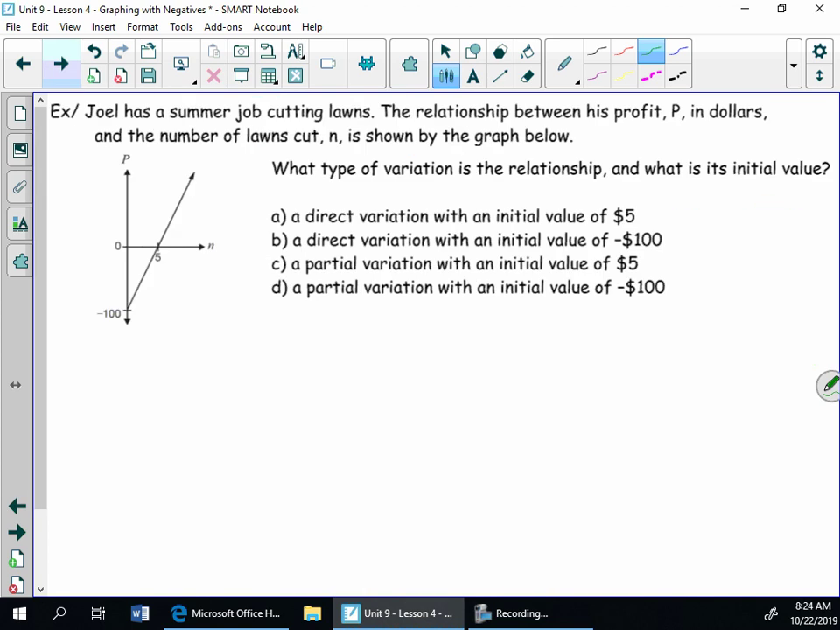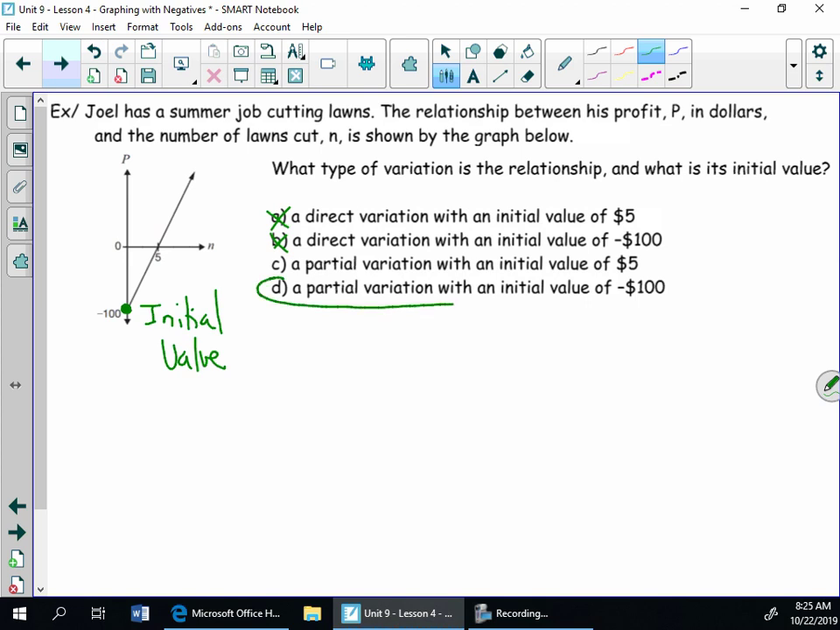Let's take a look at another example. We've got Joel. He has a summer job cutting lawns. The relationship between his profit and the number of lawns cut is shown with the graph below. Okay, what type of variation is this relationship and what is its initial value? So this is a pretty easy one. You can tell by our initial value we're down here at negative 100. Well, what have we always said with initial values? If we have one, that means it's a partial relationship. What is our initial value?